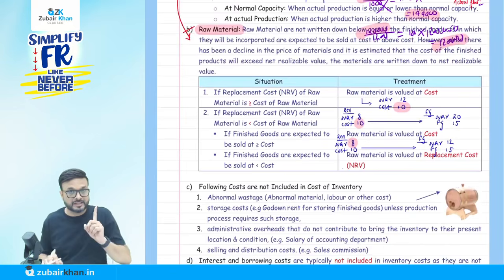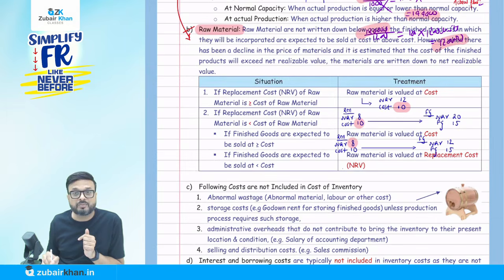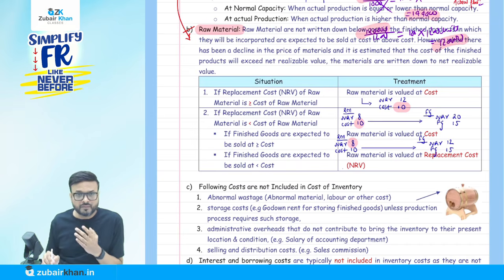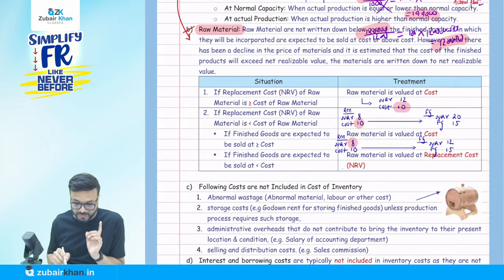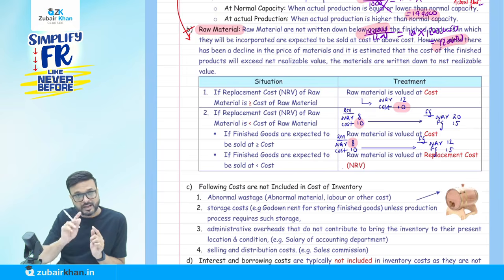What does it say? Now listen carefully. If the replacement cost, that is the NRV of raw material, is more than or equal to the cost of raw material, then valuation should be done at cost. Very simple. If my NRV is 12 and cost is 10, obviously the lower of cost and NRV is 10. No problem in that. We are going to take the lower.